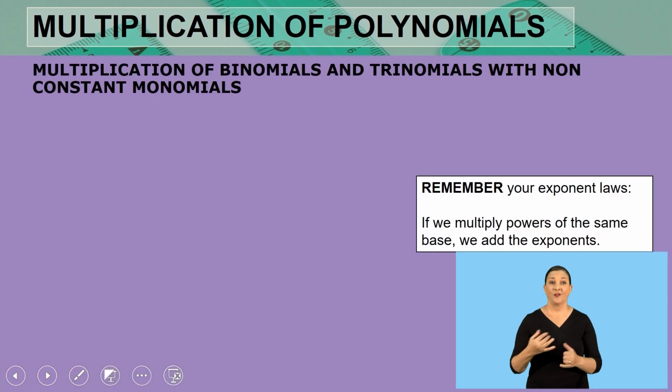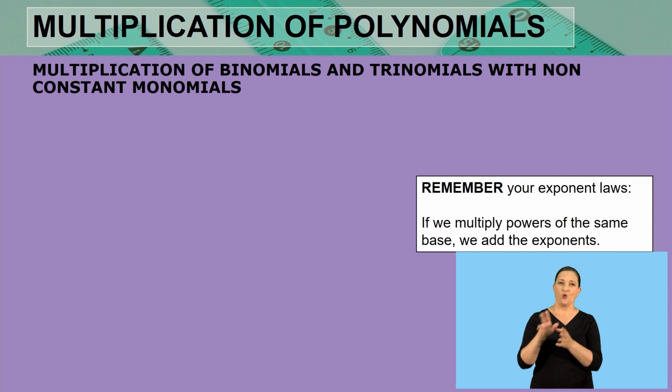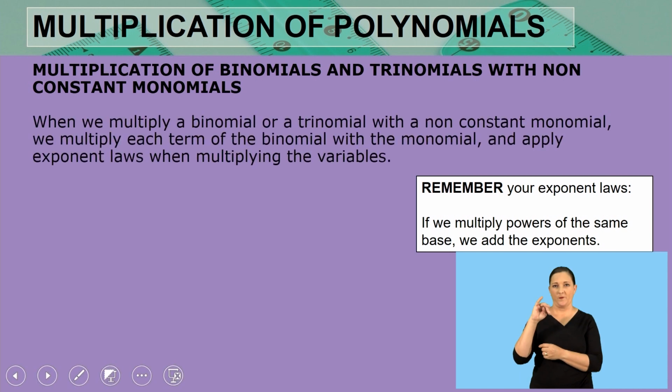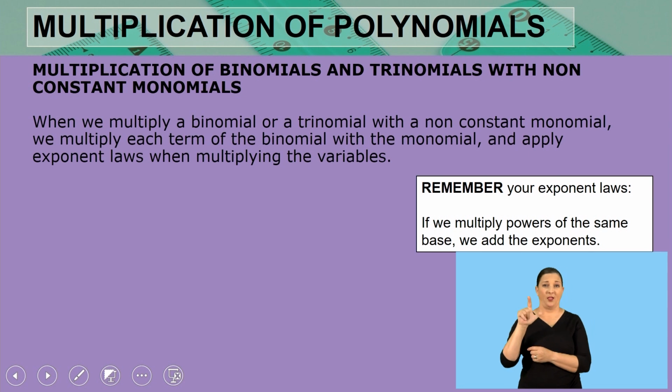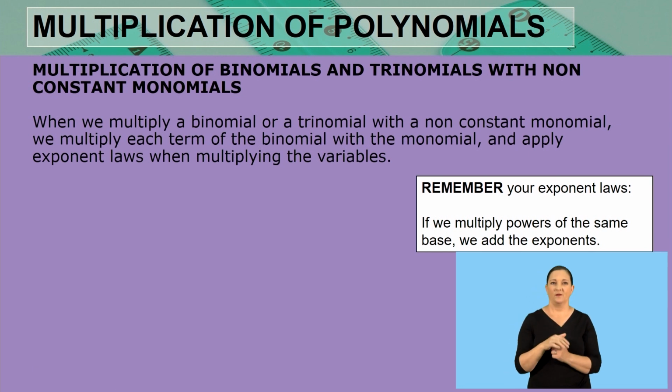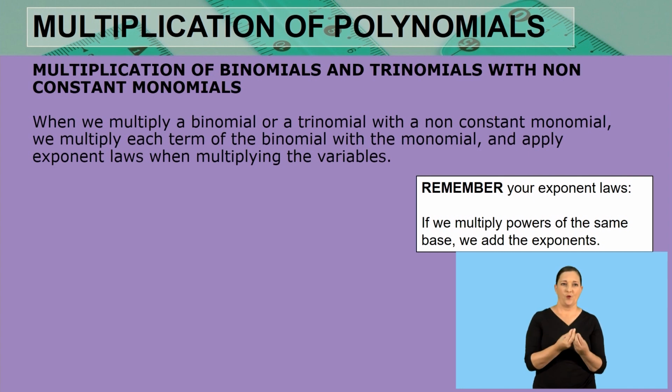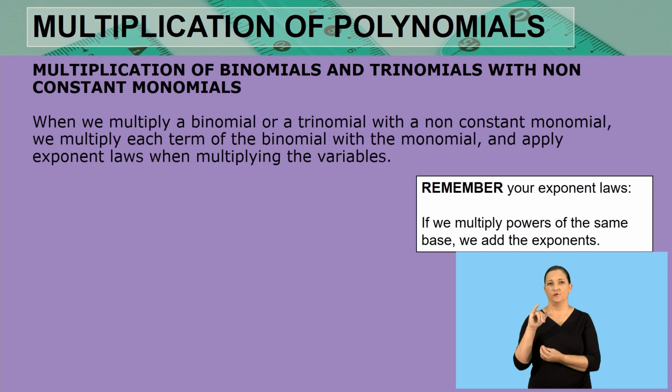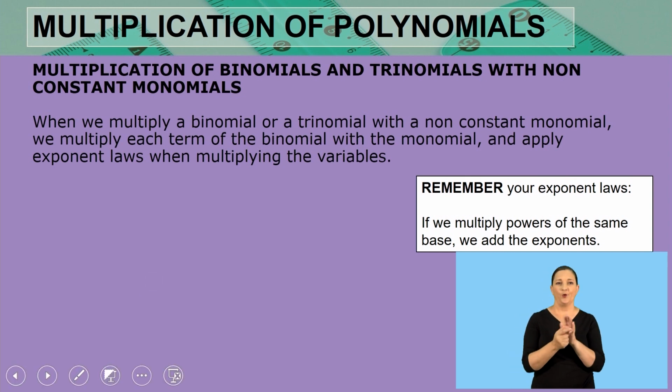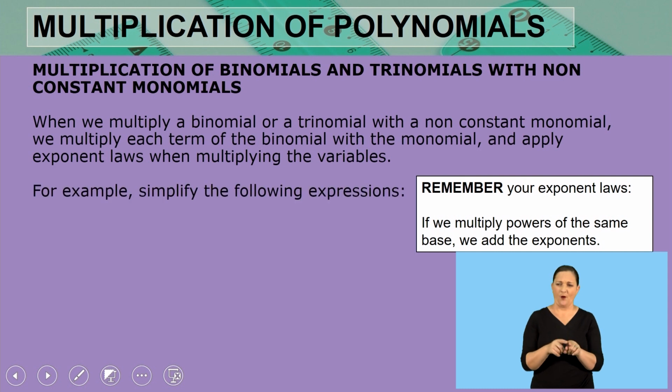Let's continue to multiplication of binomials and trinomials with non-constant monomials. When we multiply a binomial or a trinomial with a non-constant monomial, we multiply each term of that binomial or the trinomial with the monomial and apply exponent laws when multiplying the variables. So just as we've been doing with the previous ones as well. But now we have a binomial or a trinomial. Let's look at an example.